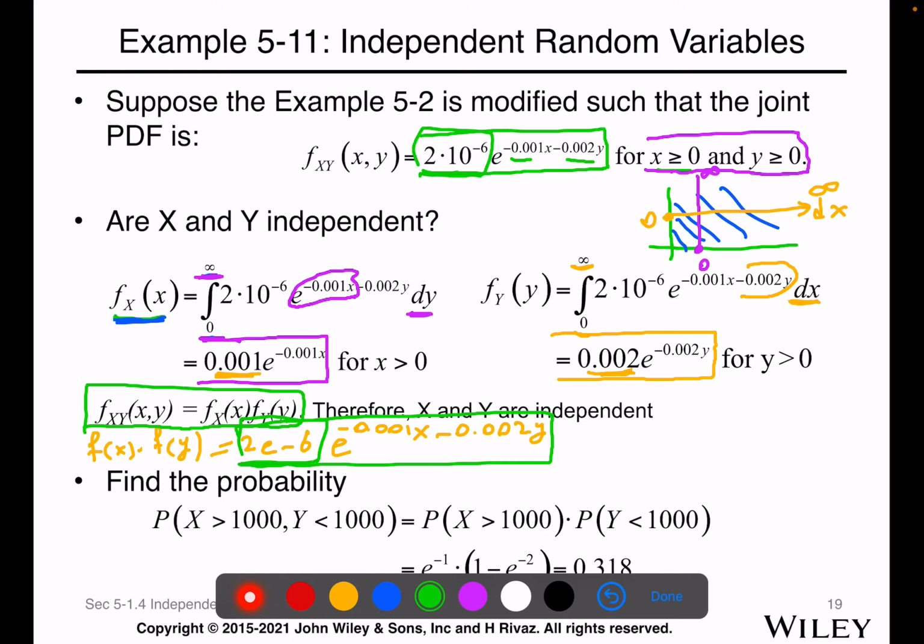Was that your question? Yes, these are two different notations: 2e minus 6 is 2 times 10 to the minus 6. For e I didn't mean the exponential function. Yes, thank you.